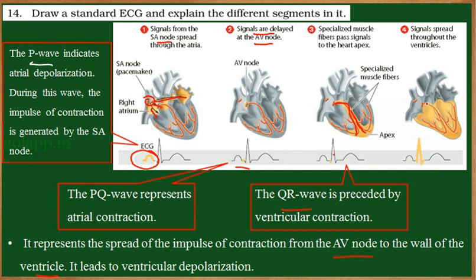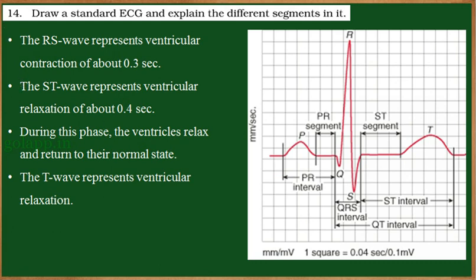These bundle of His fibers bring the electrical impulses first to the apex of the heart, then to the main body of the heart, and finally to the base. So it leads to the depolarization of the ventricle. Depolarization means contraction. So the RS wave represents ventricular contraction, and this is about 0.3 seconds.